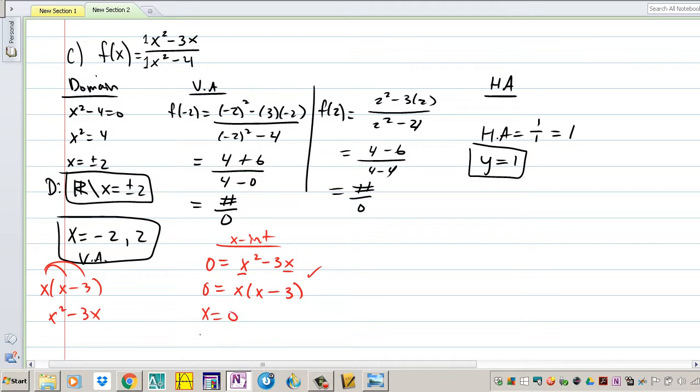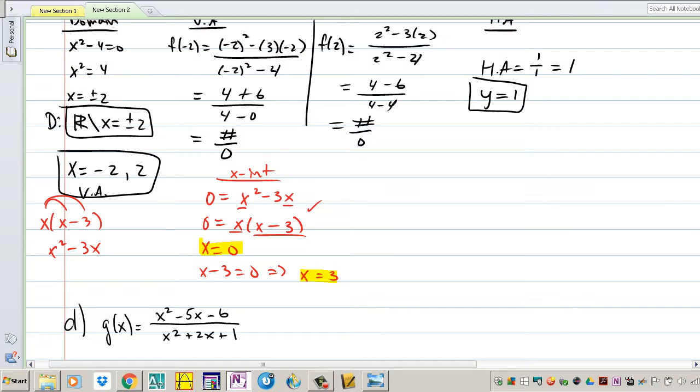X is equal to 0. X minus 3 is equal to 0. You separate these two and you set them both equal to 0. This becomes x is equal to 3. So you have two x-intercepts, 0 and positive 3. So that means that your x-intercepts in point form should be (0, 0) and (3, 0), just in case your professor wants it in point form.